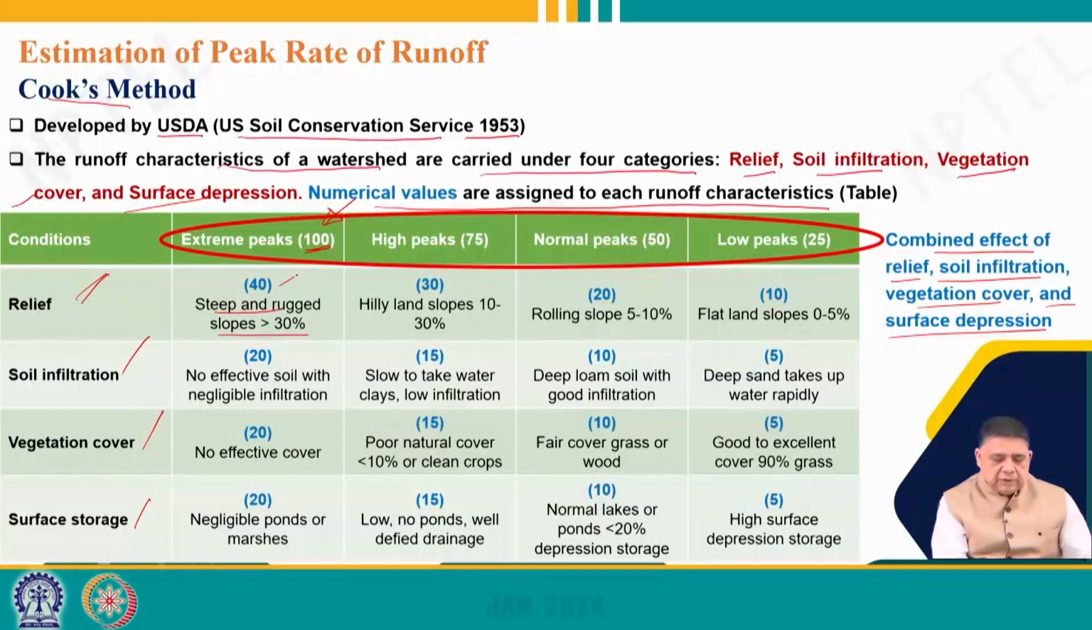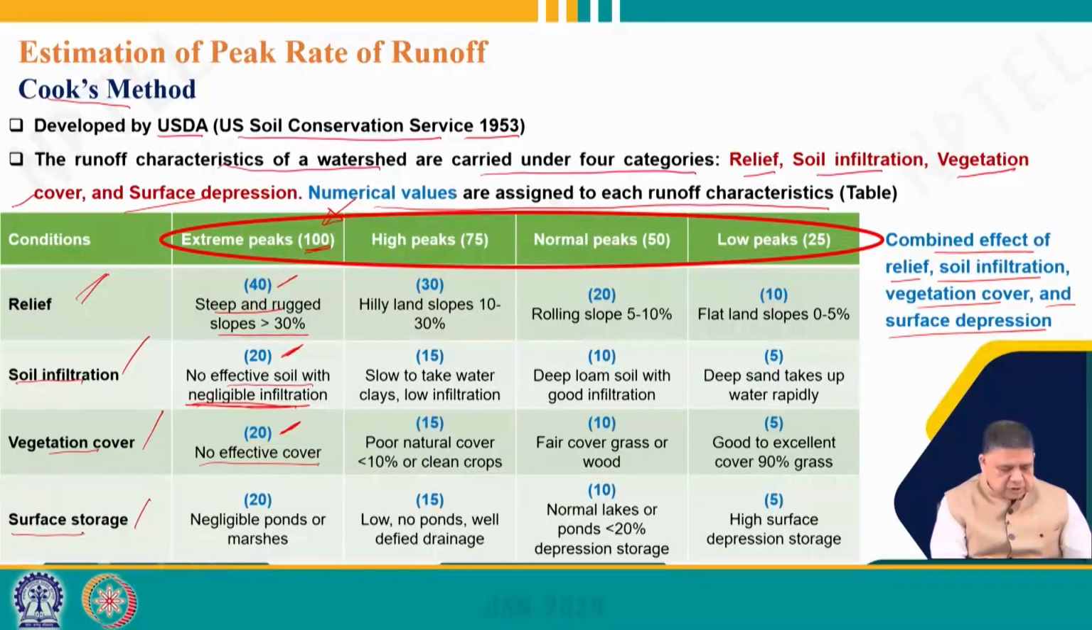So, we give a score of 40. Soil infiltration: no effective soil, with negligible infiltration. So, there is no infiltration, that means the entire precipitation will get converted into runoff. That is why we give a value of 20. Then vegetation cover: no effective cover, that means again there is no absorption. So, most of the rainfall will get converted into runoff. So, again we have the highest value of 20 in this category.